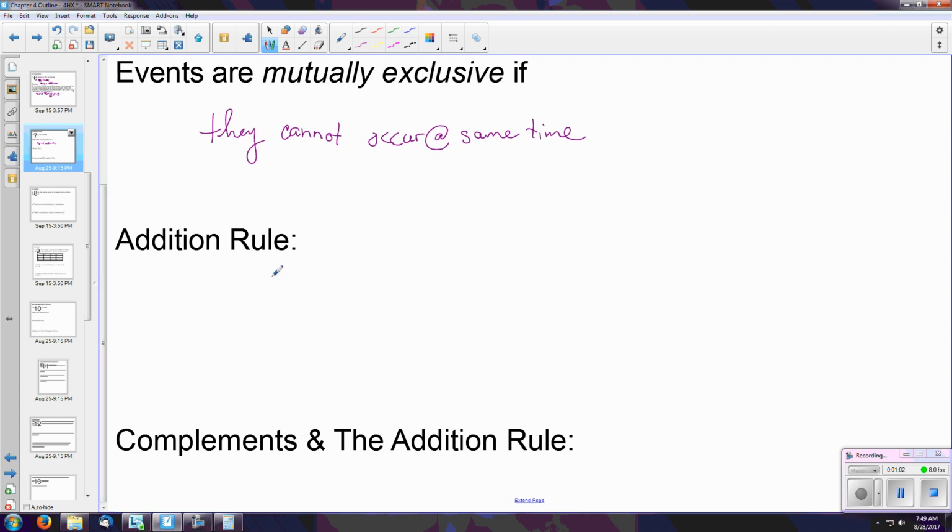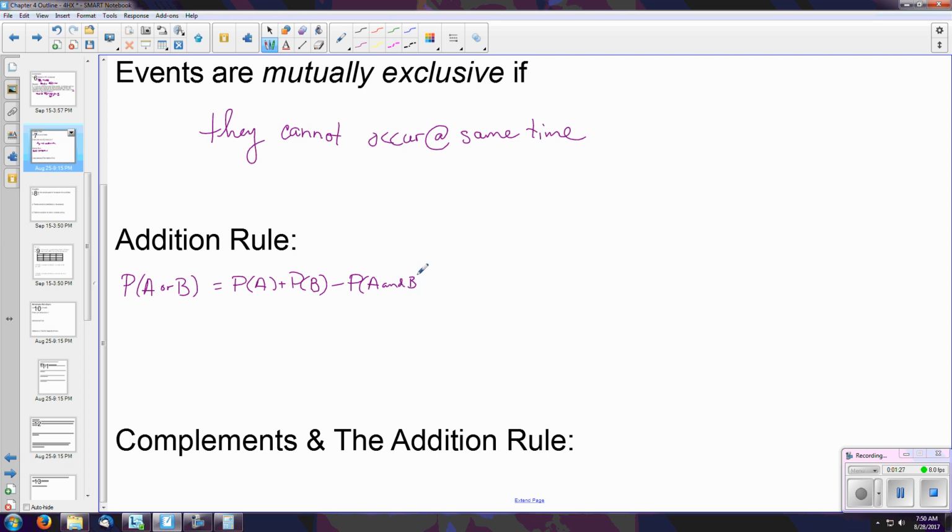Now, the actual addition rule comes down to this. Most books split this up into two things, but I always tell people, use your common sense here. The probability of an event A or another event B occurring is given by adding their separate probabilities together and then subtracting out when they happen at the same time.